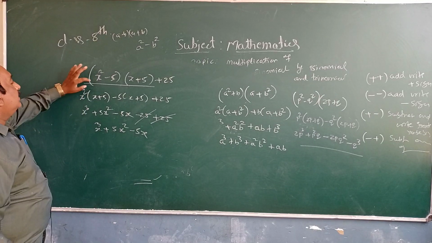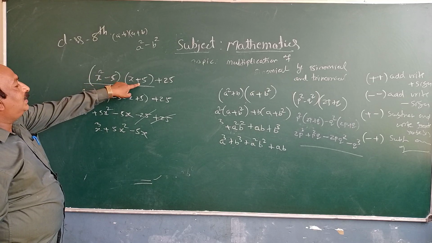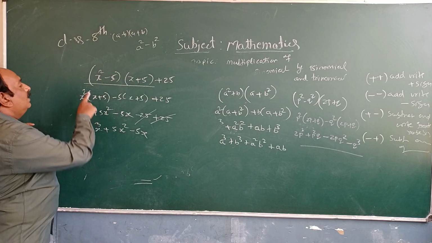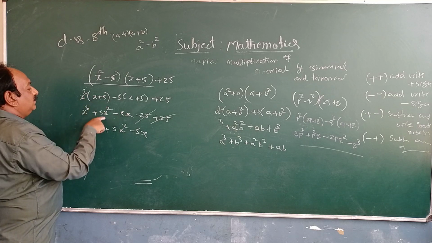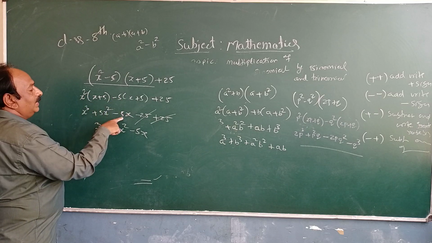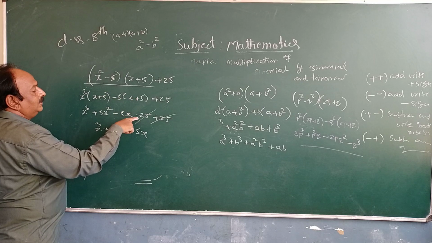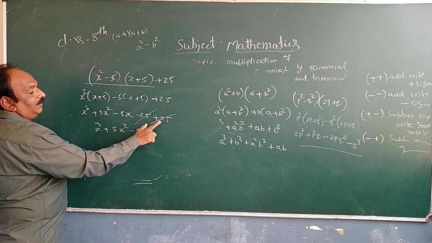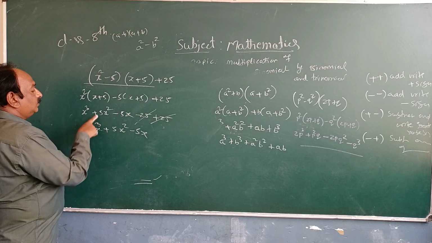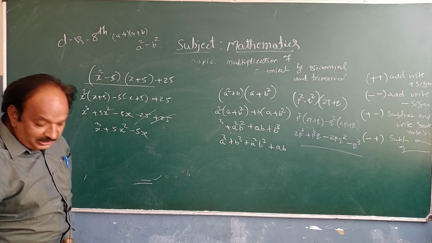This is (x square minus 5) into (x plus 5) plus 25. x square into x, x cube. 5 into x square, 5x square. Minus 5x. Plus into minus, minus 5 fives are 25, plus 25. Minus 25 and plus 25 cancel. x cube plus 5x square minus 5x.